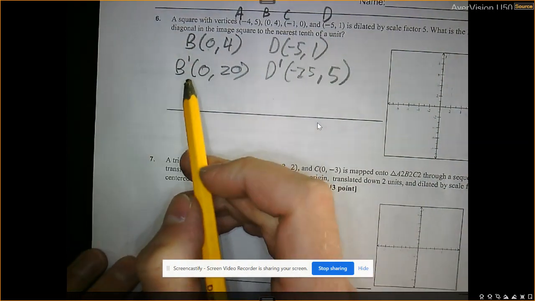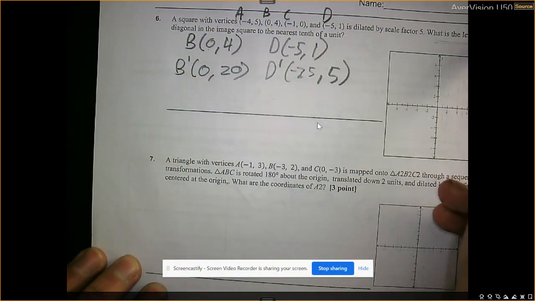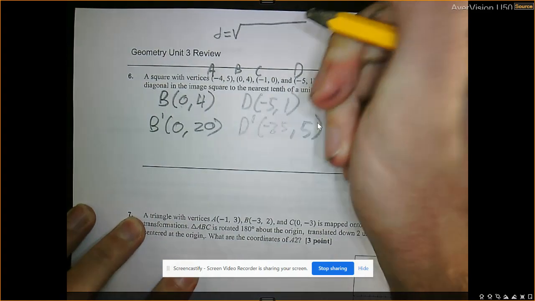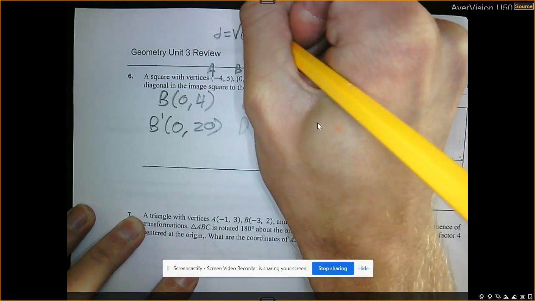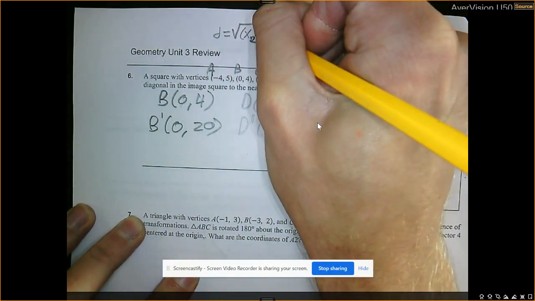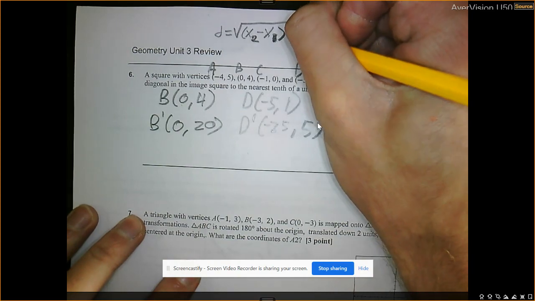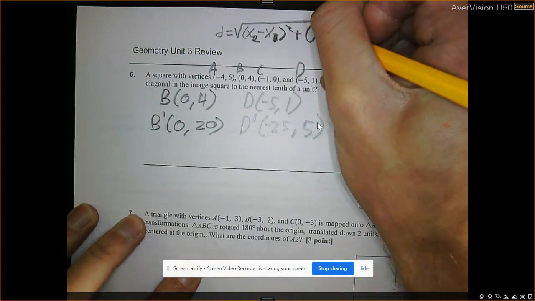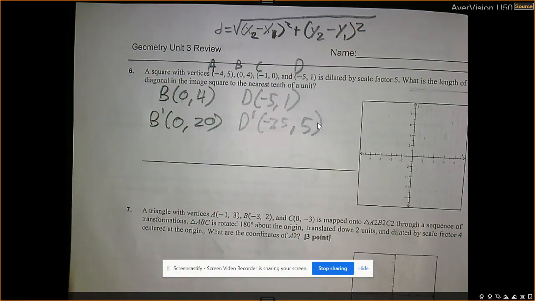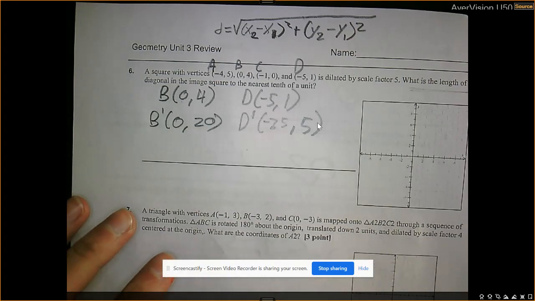Then I'm going to find the distance between these, because it's wanting to know the length of the diagonal. Once again, our good old friend the distance formula is going to come back into play. Here's the distance formula. I'll write it up here at the top. It says that distance equals the square root of (x1 minus x2) squared, or x2 minus x1, it doesn't matter, actually, but we'll say it that way because that's the way it's always been given to you, plus (y2 minus y1) squared. Now that is your distance formula. So we're just going to plug it into that.